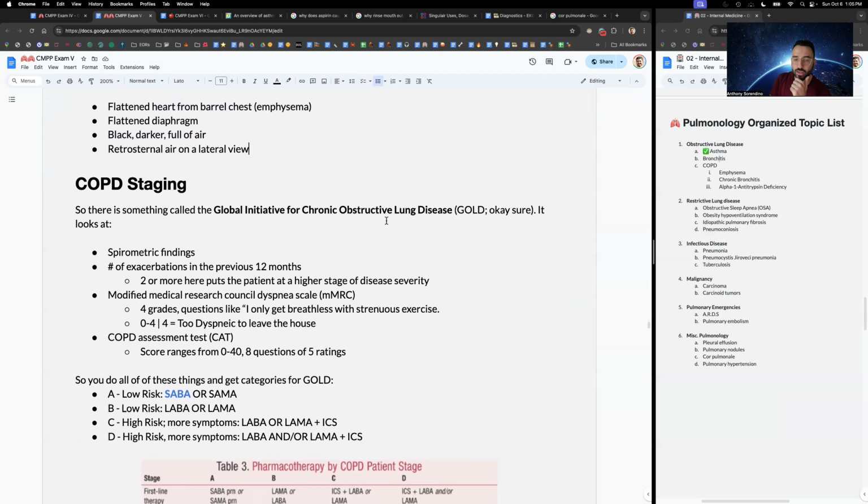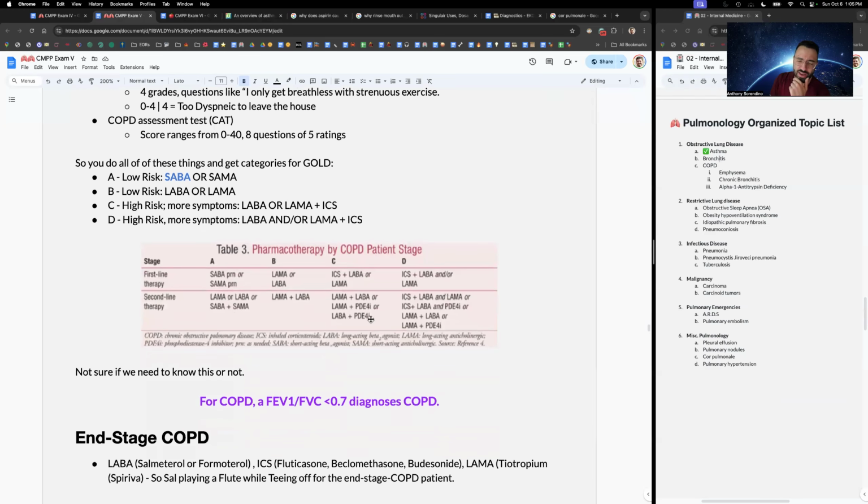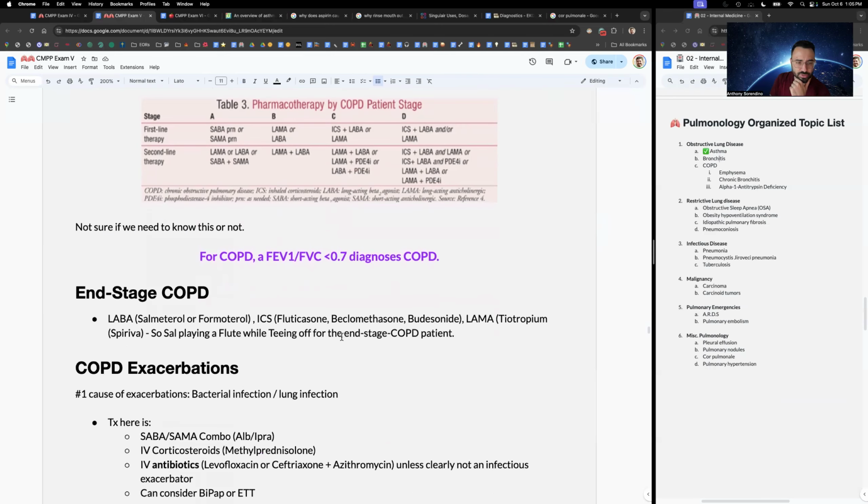Global Initiative for Chronic Obstructive Lung Disease. So global obstructive lung disease. That's kind of a stretch, but just know that that has to do with COPD. That's how you stage this. There's all these risk factors, not worth knowing in my honest opinion. Just know as you get higher risk, you're going to break out steroids. You're going to give them steroids.